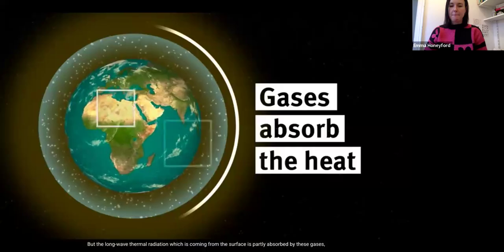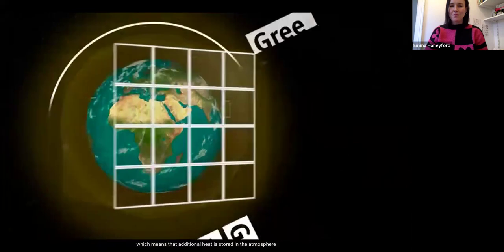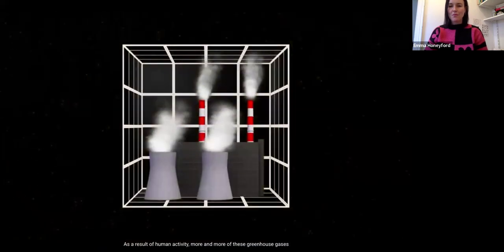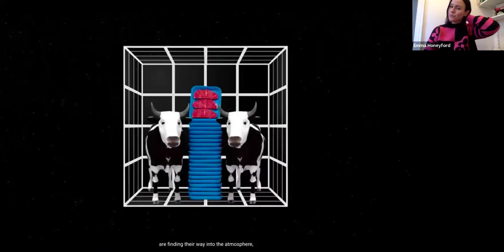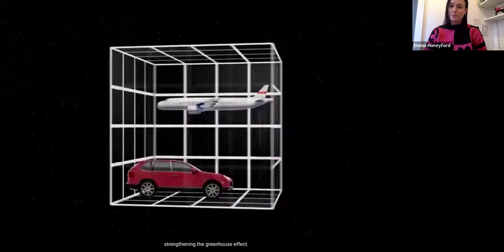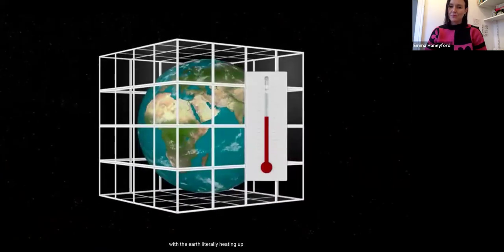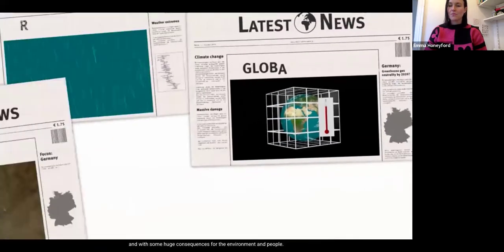the surface is partly absorbed by these gases, which means that additional heat is stored in the atmosphere, like in a greenhouse. As a result of human activity, more and more of these greenhouse gases are finding their way into the atmosphere, strengthening the greenhouse effect. The additional heat is causing climate change, with the Earth literally heating up, and with some huge consequences for the environment and people.